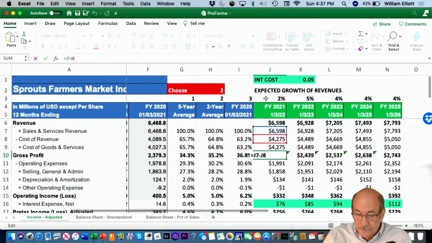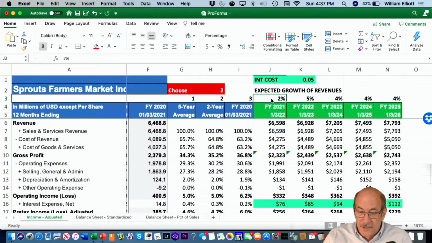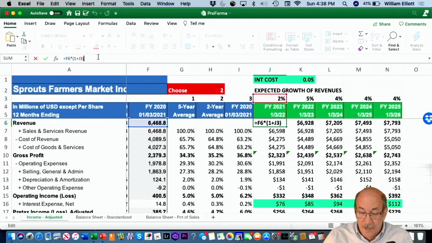Next thing. I said, well, let's have our growth expectations up here. And rather than make it just one growth rate for the entire 5-year period, I'm actually going to allow myself to vary the growth rate in each year. You don't have to do that, but it gives you more flexibility. So along here in row 3, I've got my growth rates. And the way those work is that they just go straight down to here.